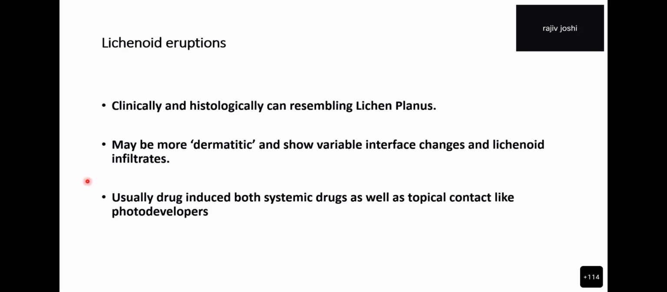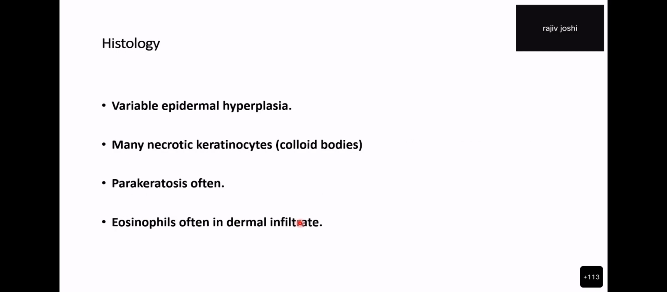Then we spoke about lichenoid eruptions, usually because of drugs. So clinically and histologically they can resemble lichen planus, maybe more dermatitic with a little spongiosis and parakeratosis, and can show variable interface changes and lichenoid infiltrates. So both drugs which are systemic as well as topical contact can give rise to these lichenoid infiltrates. Histologically, you will get variable epidermal hyperplasia, many necrotic keratinocytes. Often you will get parakeratosis and eosinophils in the dermal infiltrate.